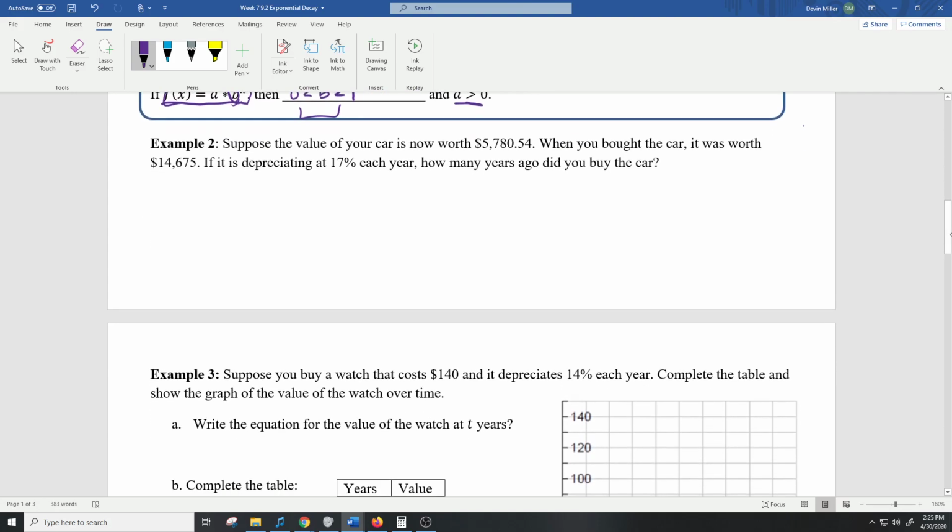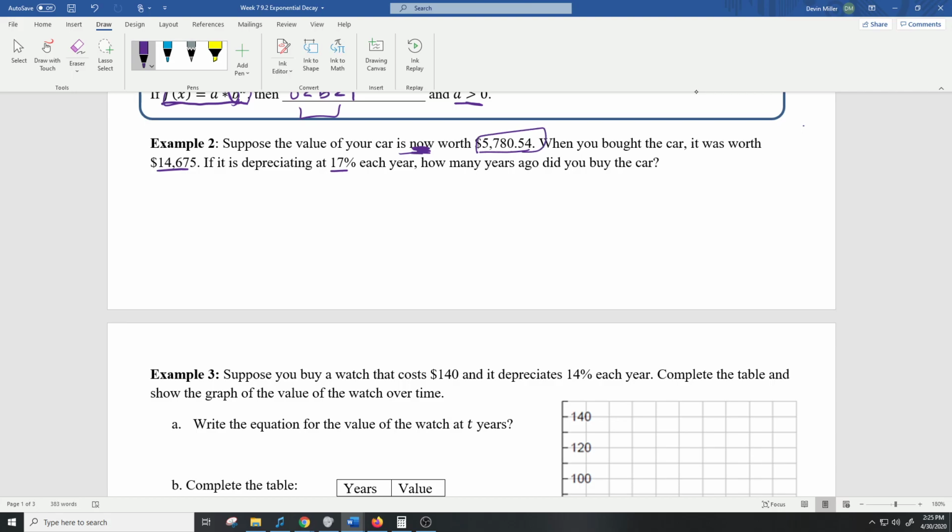Example 2. Suppose the value of your car is now worth $5,780.54. So this is the current value, right? It's now worth that much. When you bought the car, it was actually worth $14,675. If it is depreciating at 17% each year, how many years ago did you buy the car? This is kind of like a guess and check. We're going to set up the equation, and then I'm going to show you by plugging in some values and see. We're going to guess how many years it took to get down to this value.